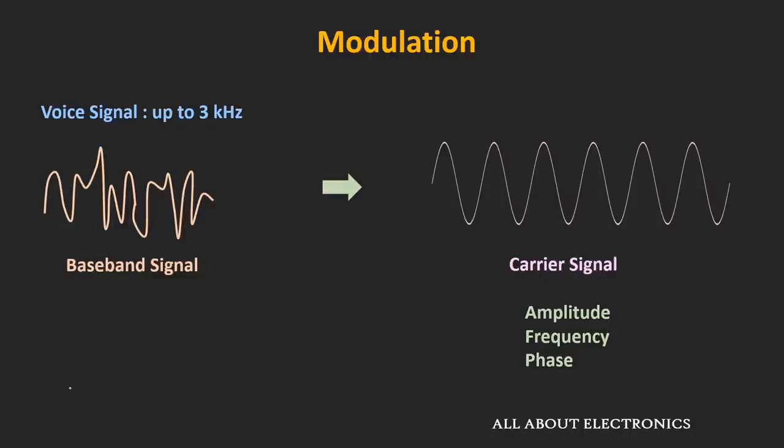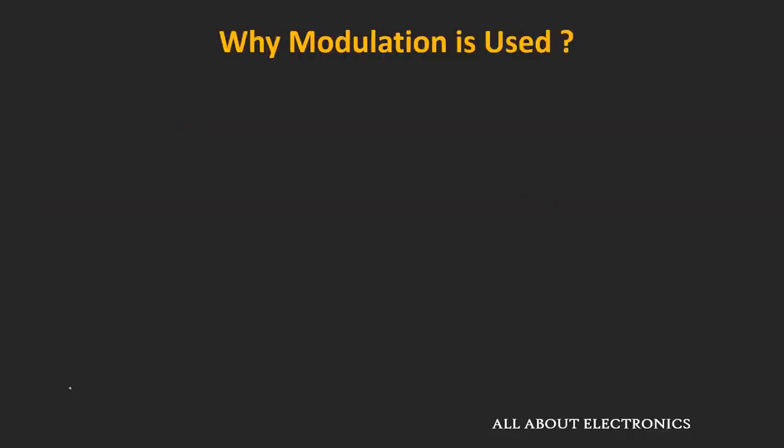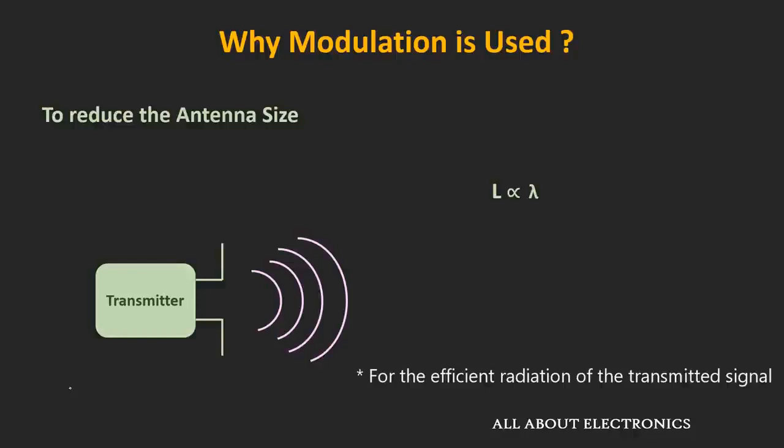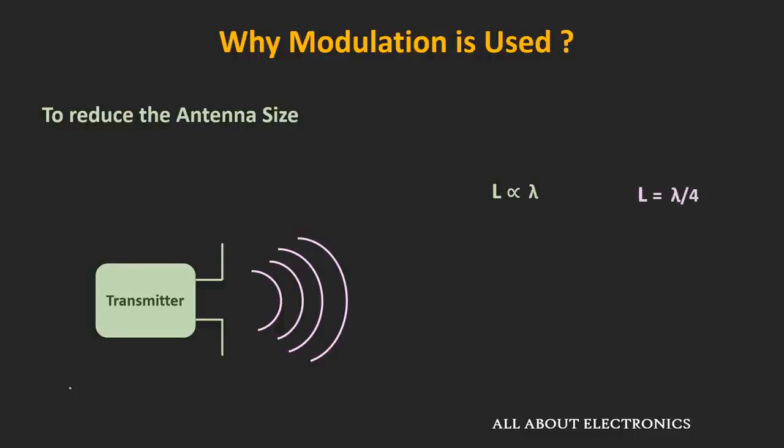The first reason to use modulation is to reduce the antenna size. When the signal is transmitted wirelessly, the size of the antenna is a very important parameter. This size of the antenna is proportional to the wavelength of the transmitted signal, and depending on the type of the antenna, it is a fraction of the transmitted wavelength. So let's say the size of the antenna is equal to lambda by 4.